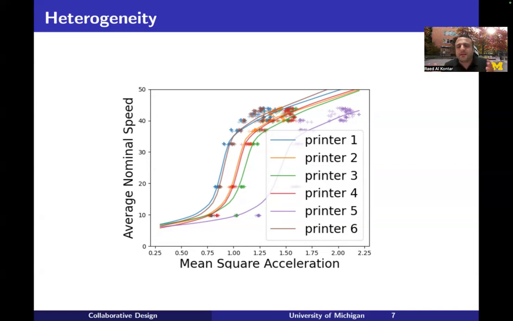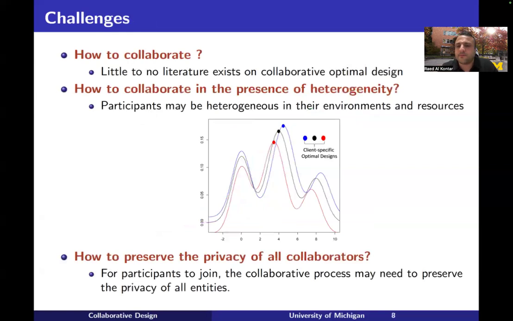So we ask this fundamental question. We have multiple printers. We need them to collaborate, okay? So that we get the process parameters much faster than each one working individually, but we also want to handle heterogeneity. So really our fundamental challenges in this problem are the following.